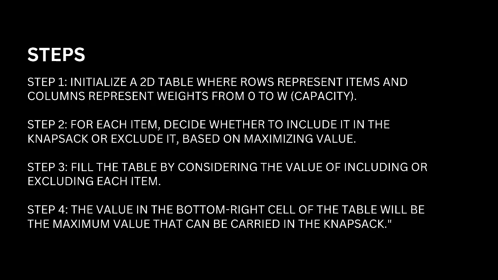Now let's look at the step-by-step process of doing this. It includes four steps. The first is to initialize a 2D table where rows represent the items and columns represent the weight from 0 to W capacity. Step 2 is, for each item, decide whether to include it in the knapsack or exclude it based on maximizing value. Step 3, fill the table by considering the value of including or excluding each item. The fourth and last step: the value of the bottom right cell of the table is the maximum value that can be carried in the knapsack.